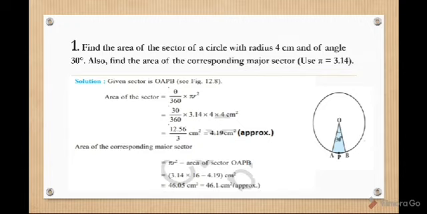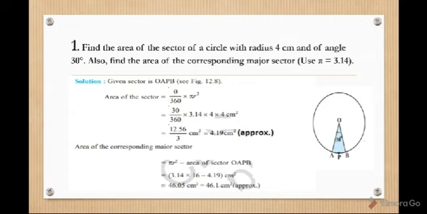First example: find the area of the sector of a circle with radius 4 cm and angle 30 degree. Also find the area of the corresponding major sector. If you look at the diagram, the shaded blue portion is the minor sector and the remaining portion is the major sector. So first of all I will find the area of this blue portion.